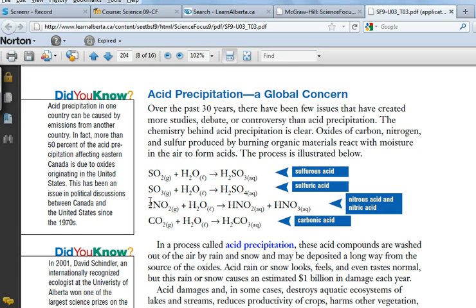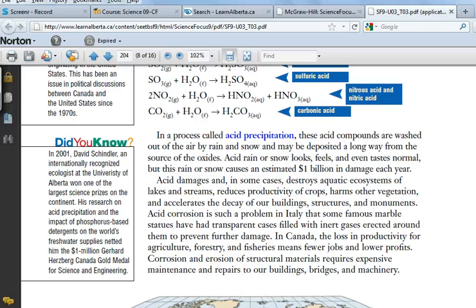So sulfur dioxide and nitrogen dioxide and carbon dioxide can come down with water, H2O, to create H2SO3, which is sulfuric acid, and carbonic acid. And so we call this acid precipitation. And so it does about $1 billion a year damage. What kinds of things does it do? Well, it destroys aquatic systems, of course, crops, vegetation. It can corrode marble statues.